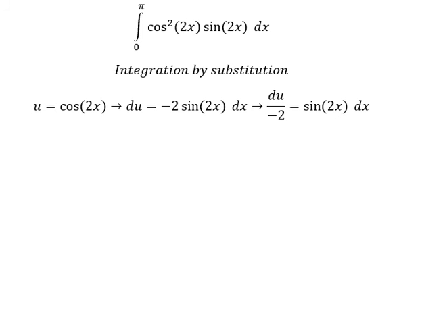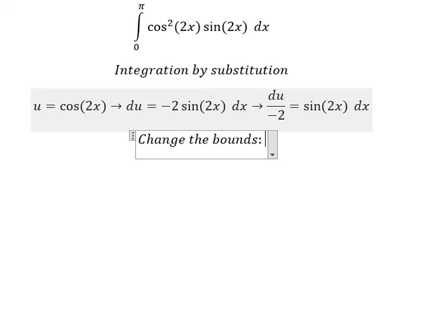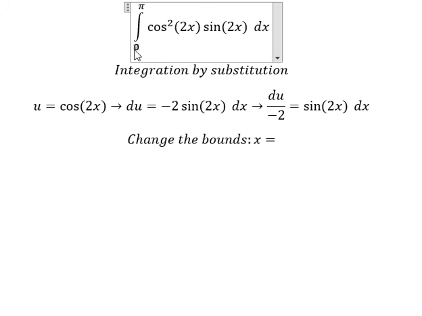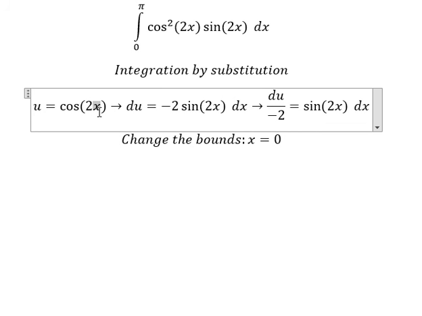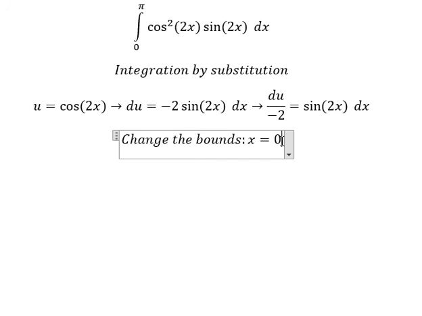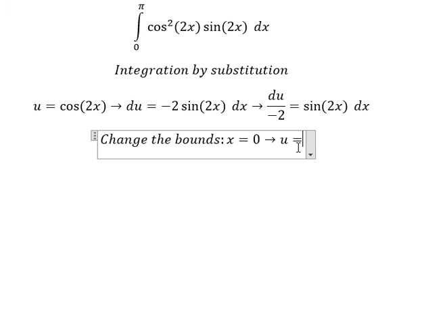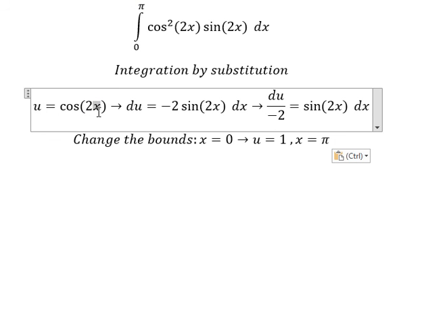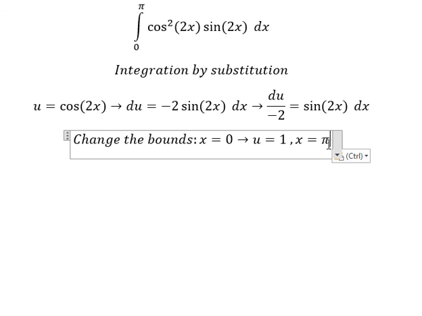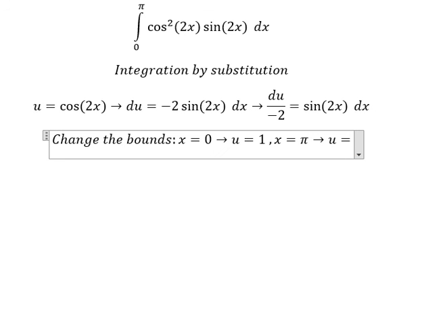Next, we need to change the bounds. When x equals 0 in here, we put 0 in here to find the value of u, and u equals 1. When x equals b, I will put b in here to find the value of u. You get u equals 1.